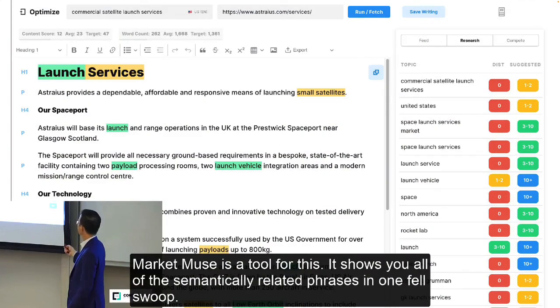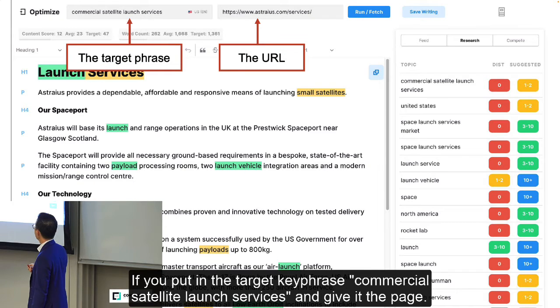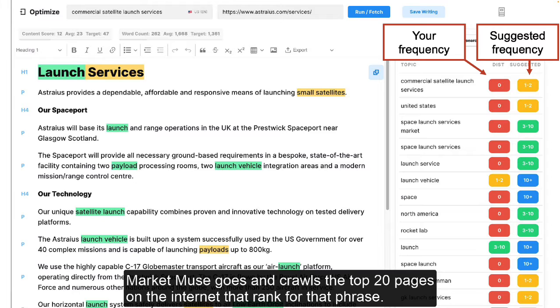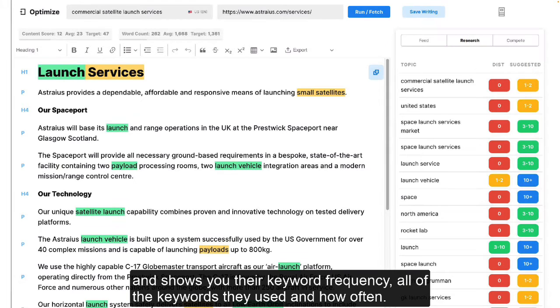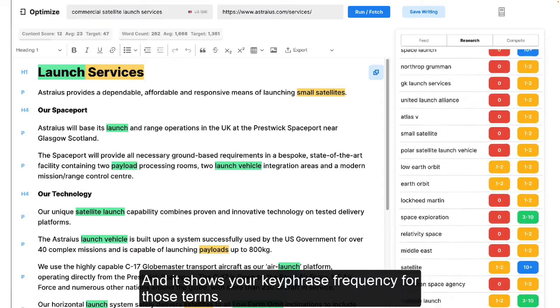Market Muse is a tool for this. It will show you all of the semantically related phrases in one fell swoop. I'm a big fan of this, and I've been using it a couple of years now. If you put in the target key phrase, commercial satellite launch services, and give it the page, Market Muse goes and crawls the top 20 pages on the internet that rank for that phrase and shows you their keyword frequency, which words they used and how often. And it shows you your keyword frequency for those tools.